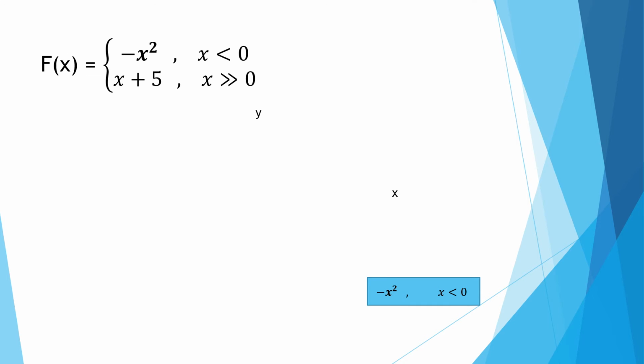Negative x squared when x is less than 0. Because the equation is negative, we will have the maximum point, and the maximum point is at (0, 0). As you can see, there is one condition: x must be less than 0. So we must look at the left side.